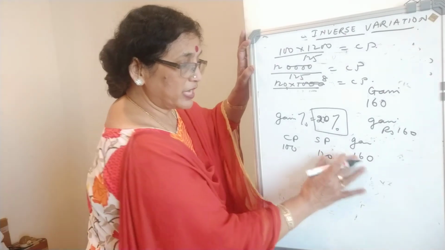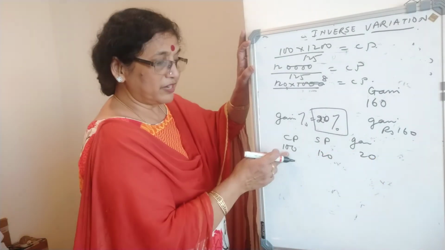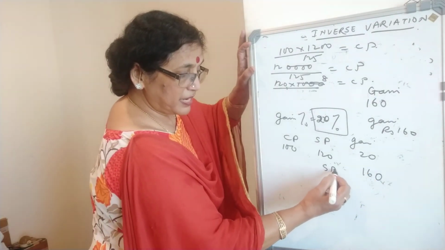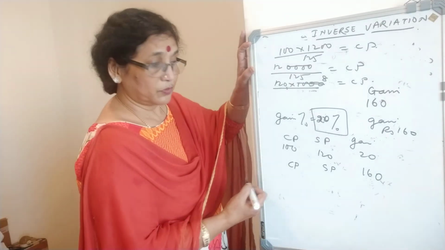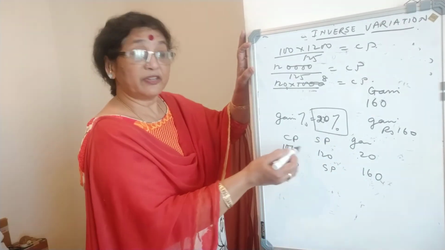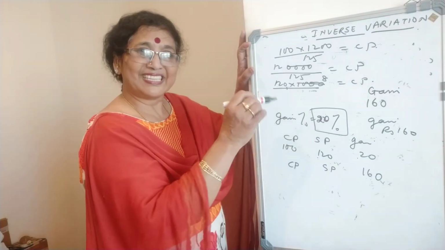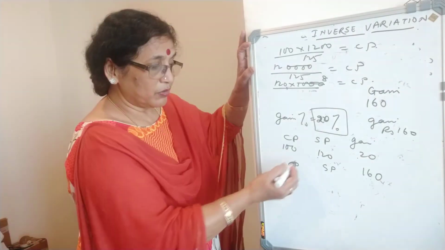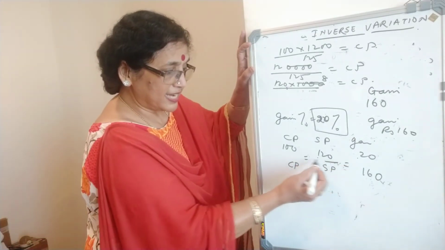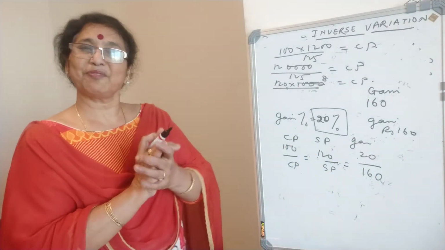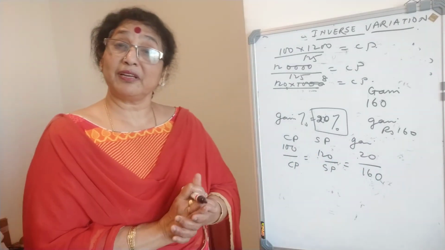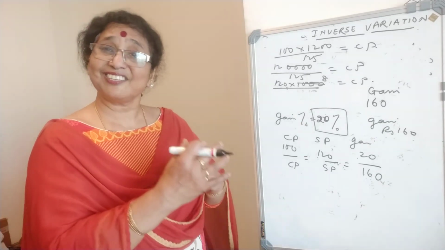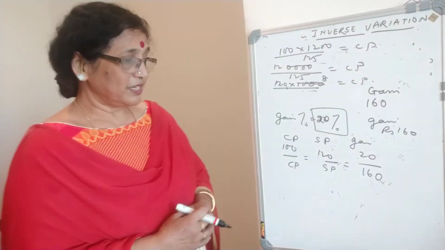Now he's asking, on 100 gain is 20, so when gain is 160, what is the selling price? What is the cost price? When gain is 20, cost price is 100, selling price is 120. Percentage: on every 100 rupees CP, my gain is 20. So you put an equal sign, and fill in the values. Finish, the sum is over. You don't have to learn formulas by heart. You're just doing comparison, proportionality, direct variation, isn't it?